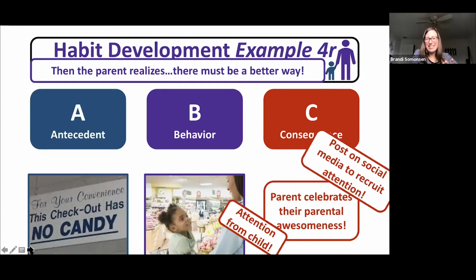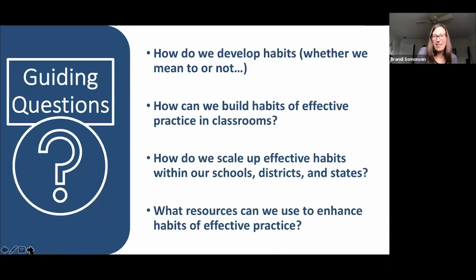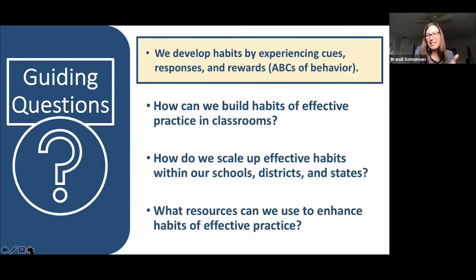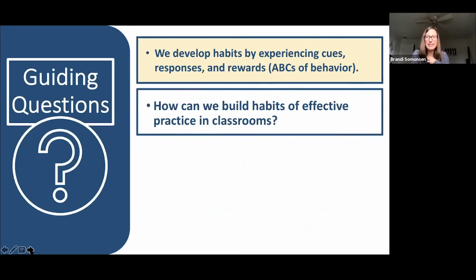And so again, in these examples, we showed how that happens, whether we intend that to happen or not, right? The mail truck driver is not rewarding the dog on purpose, but the environment creates these contingencies that shape our behavior. So now that we understand a little bit about the ABCs, or how habits develop, we can think about how we take that into our choices and intentionally building effective habits in our classroom. So habits of effective practice.